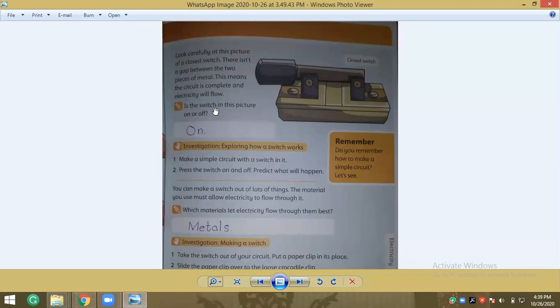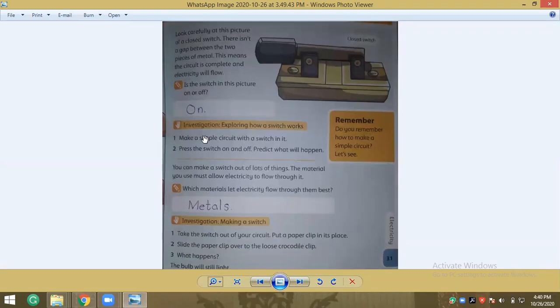Is the switch in the picture on or off? On. Very good. It's on. Excellent. The switch is on. Yes, so we will write here on. Thank you, boys.